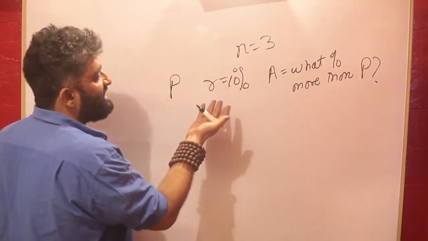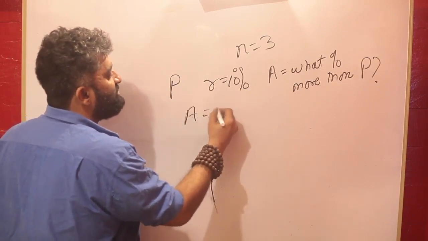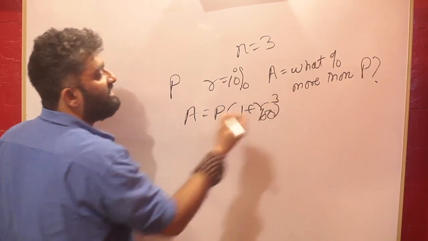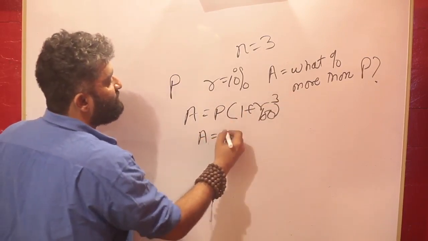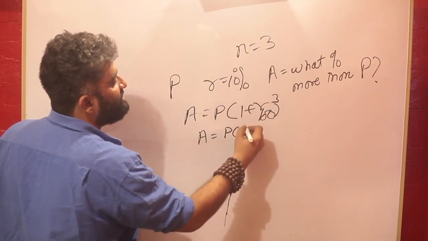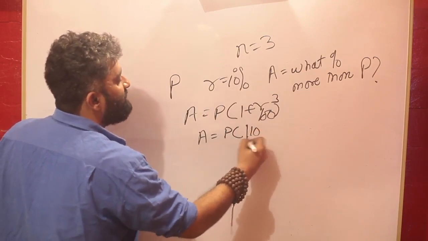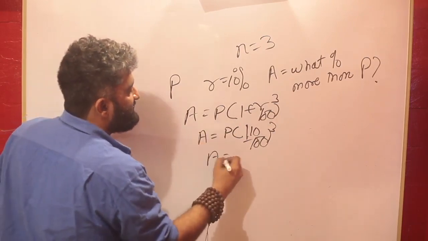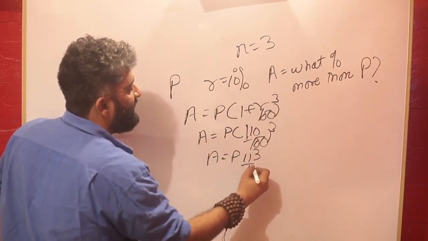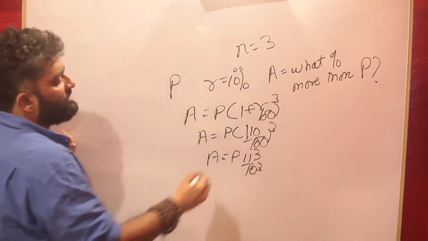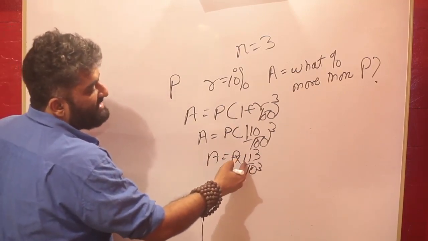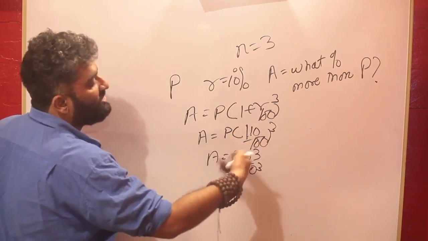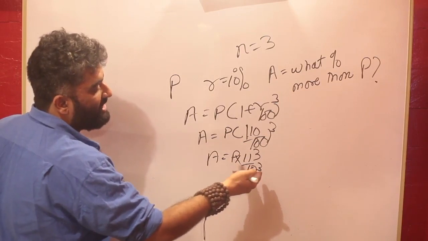So obviously I can understand that amount is equal to P into 1 plus R by 100 raised to 3, right? And R is 10, so P into 110 by 100 raised to 3. Now amount is equal to P into 11 cube by 10 cube. So 11 cube still might be easy, right? But what if the number was 12% here or 12.5%? So the calculation would become difficult, right?